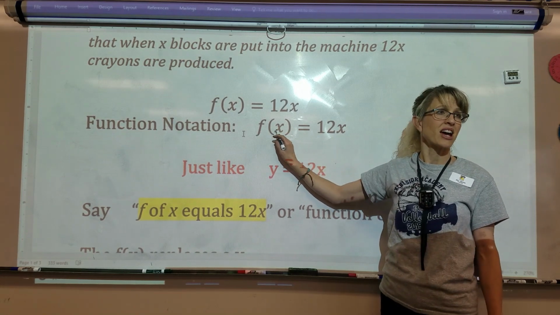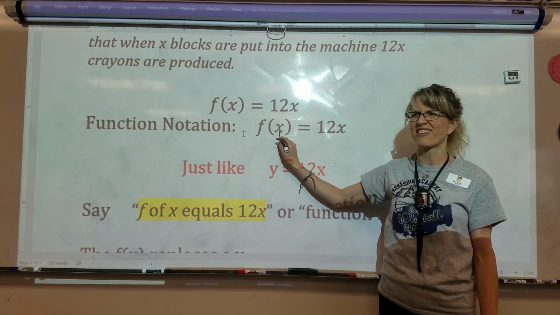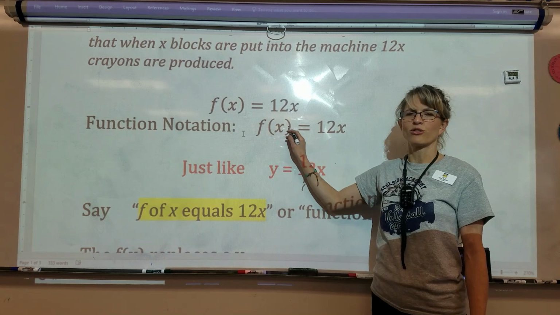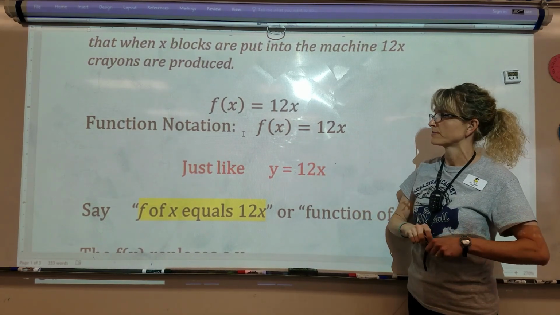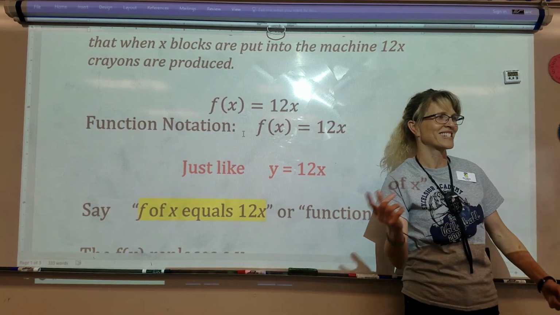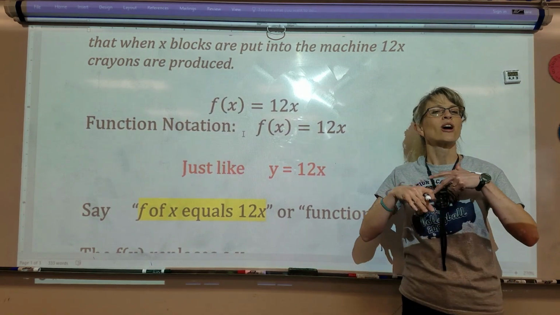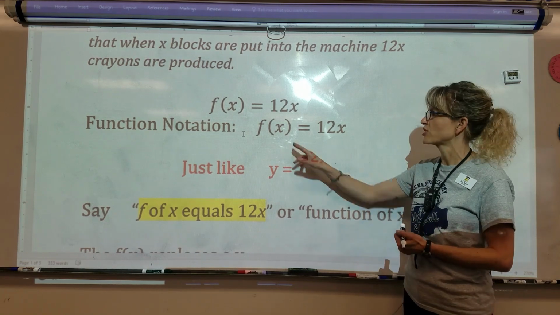So again, it's f of x. It doesn't mean f times x. Normally parentheses mean that, right? But in this special notation, we say f of x. Kaylee: Doesn't it all mean times though? It does, but in this case, it's not. It's saying a function where x is our variable. Okay? A function where x is our variable.